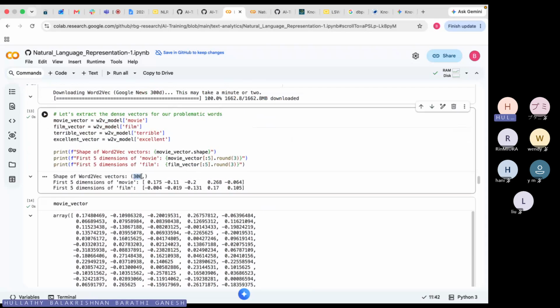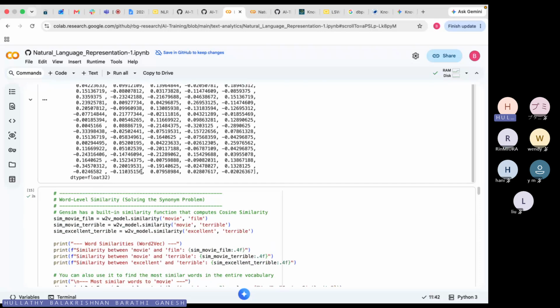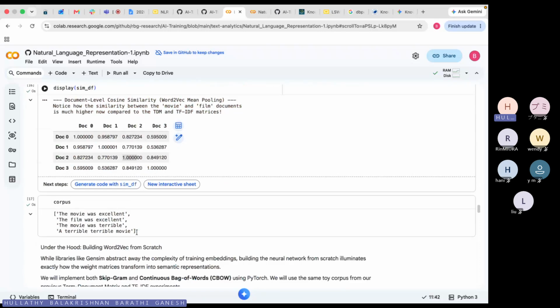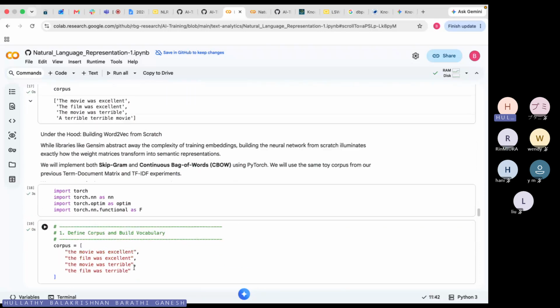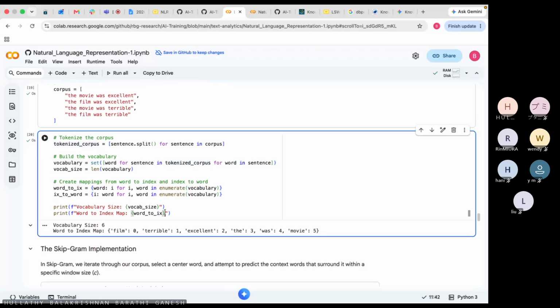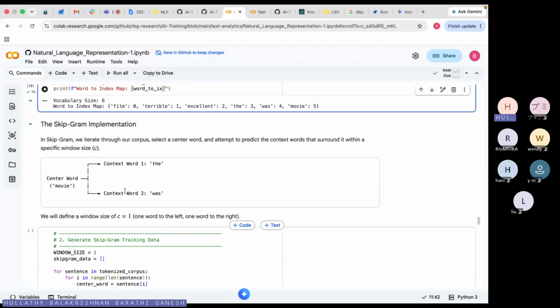The embedding dimension is 300. But since our corpus is actually very small, only 5 words, I'm going to fix the embedding dimension as 2. Okay. So in the scripts, we are going to first start with the skipgram.